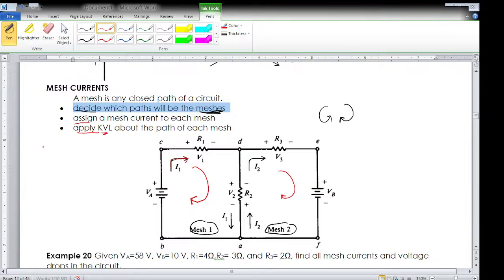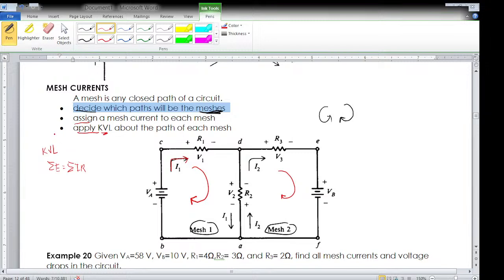What was the statement of KVL again? What's KVL? Sum of the EMFs is equal to sum of the potential drops. Okay, potential drops or our voltage drops. So the sum of EMFs is equal to the sum of your IR drops or your potential drops.